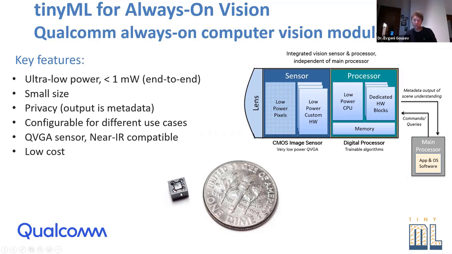Small size, this device does not take pictures and send them to your friend or whoever. So again, there is no way this data can be intercepted. It's privacy by design, and it can work in different types of modalities. And obviously with this type of form factor, it's quite inexpensive. So it looks amazing.